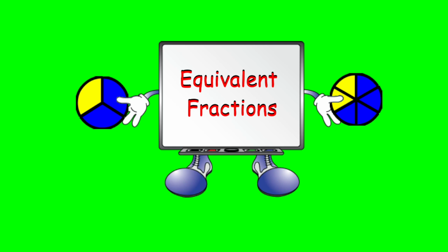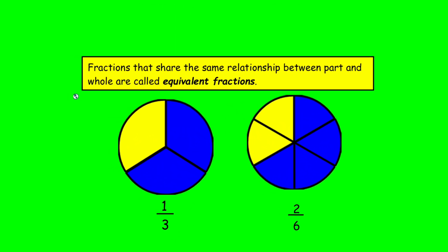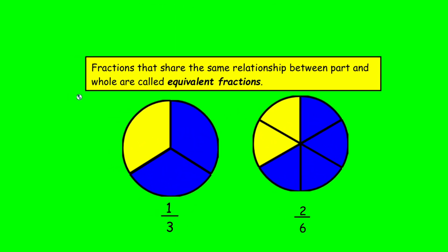We have been, over the last few days, studying equivalent fractions and trying to use models to show what equivalent fractions are and what they look like. So fractions that have the same relationship between the part and the whole are called equivalent. Basically what this means is that equivalent fractions will have the same size but be divided into different parts.